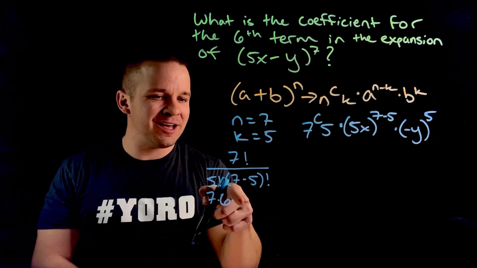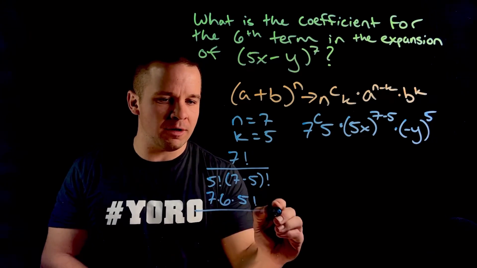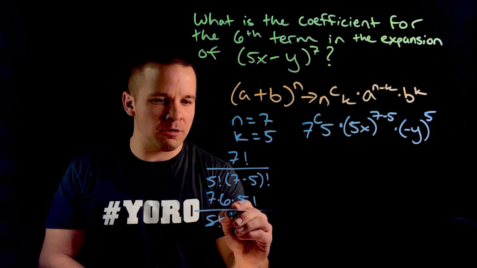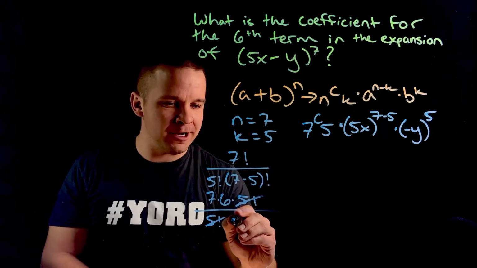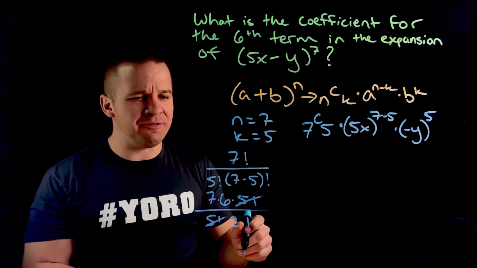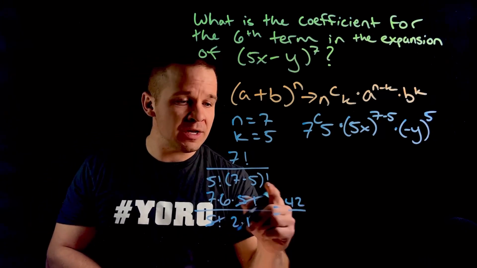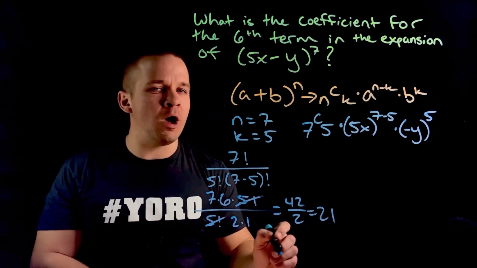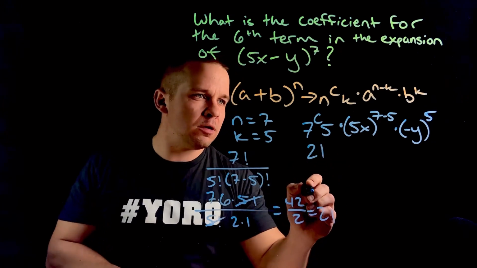5, 4, 3, 2, 1, and that's the same as 5 factorial. So 5 factorial and 5 factorial are going to cancel out, and now I'm just left with 2 factorial, which is 2 times 1. That was a dope little trick Mr. Allen just gave you. You're welcome. So now I have 7 times 6, that's 42, divided by 2, that's 21. All right, 21.